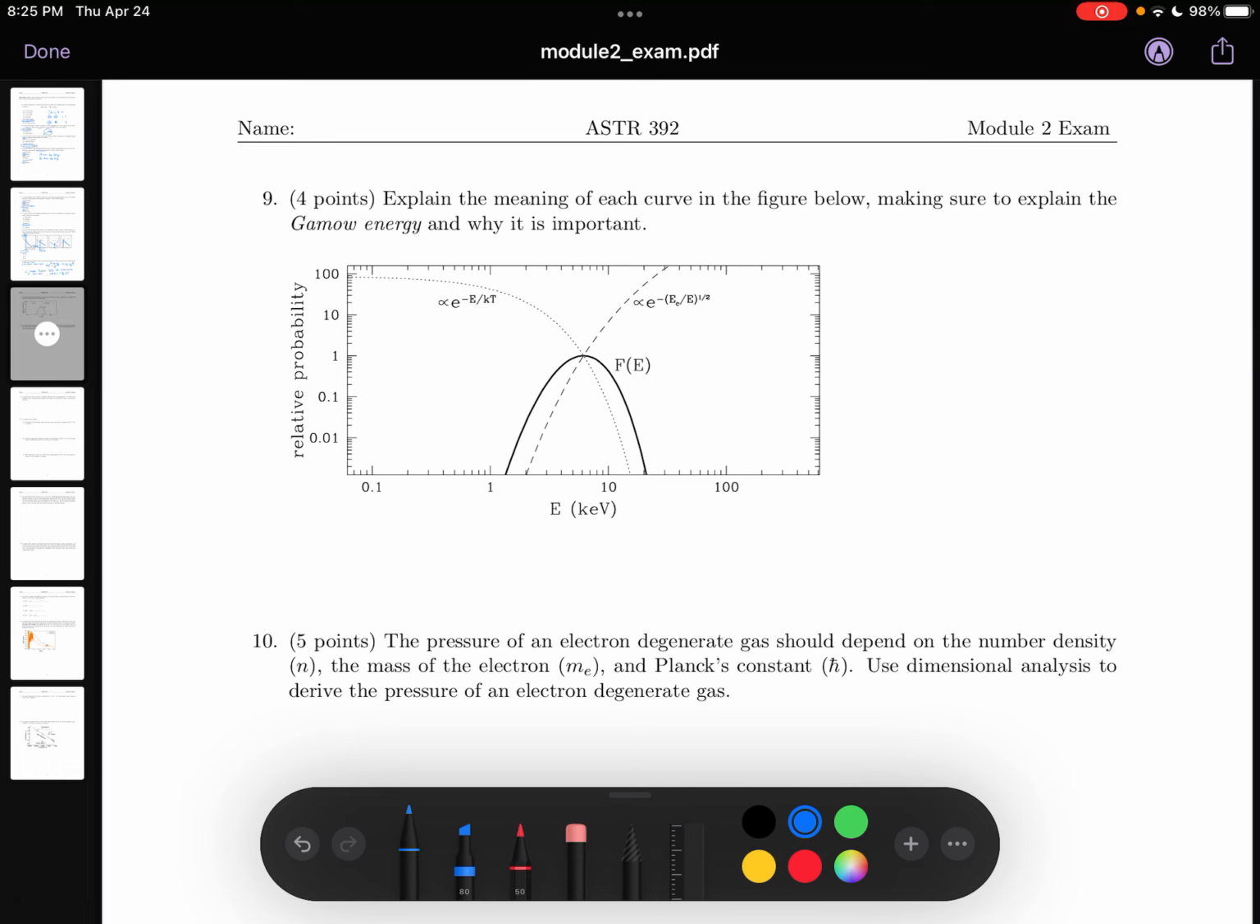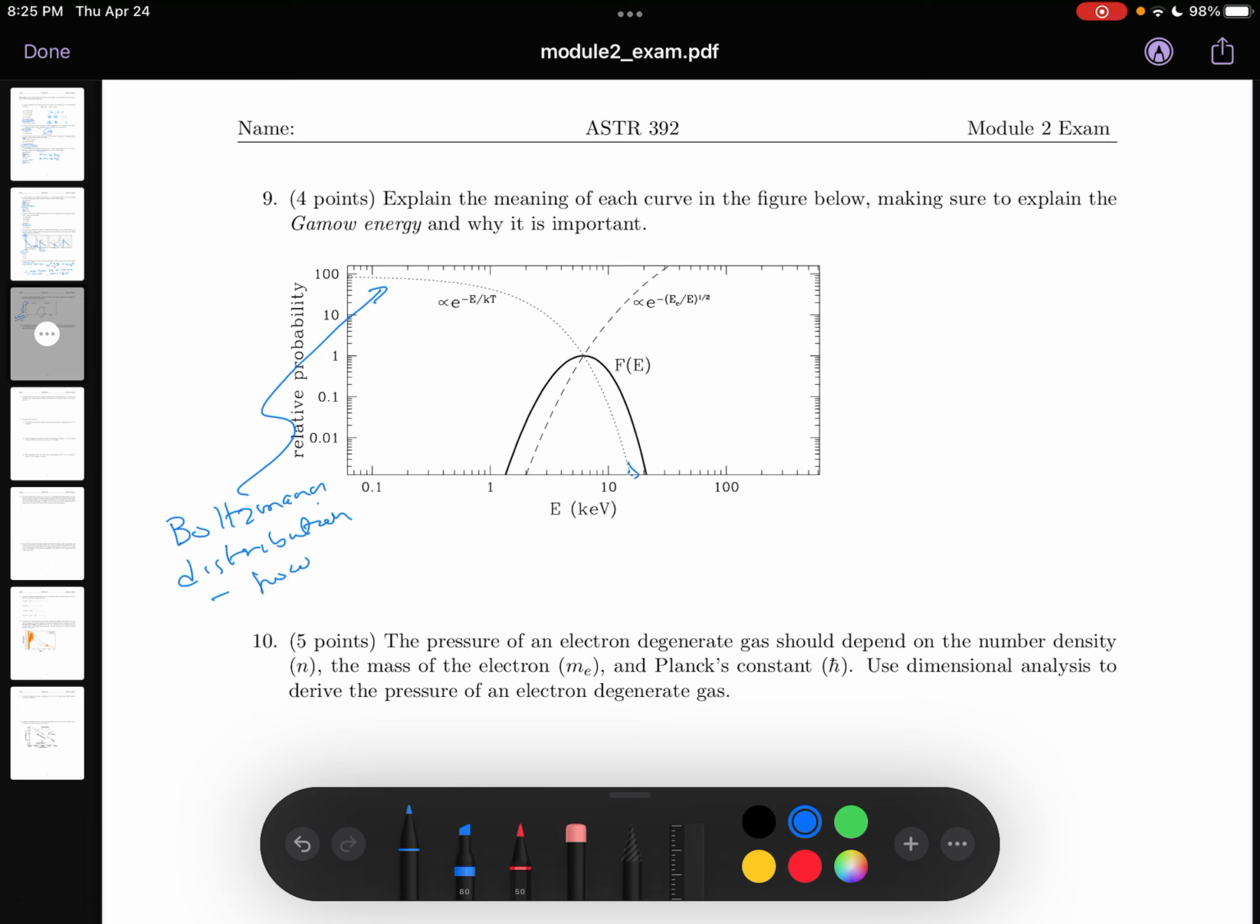Okay, I'll do this one because this is the last one of the shorter answer questions. Explain the meaning of each curve in the figure, making sure to explain the gamma energy. So this curve here, where it goes as e to the negative energy over kT, this is the Boltzmann distribution. And this tells us the number of particles that have a particular energy. So as energy increases, you get fewer and fewer particles with that energy.